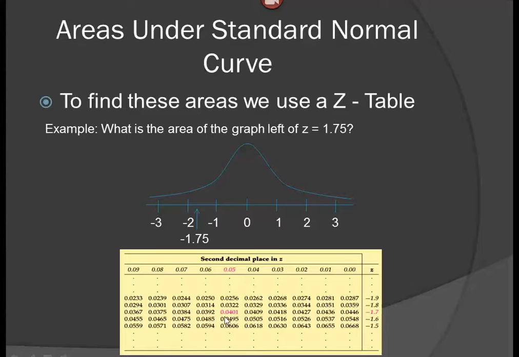And you can see that this right here is the area to its left. In fact, your z-table will always give you area to the left of whatever z-score you look up. So the body contains the areas to the left, and the top row and the side column give you your z-values. These only go to the tenths spot, and then your hundredths spot is located up here. And it's about finding the intersection of those two places.